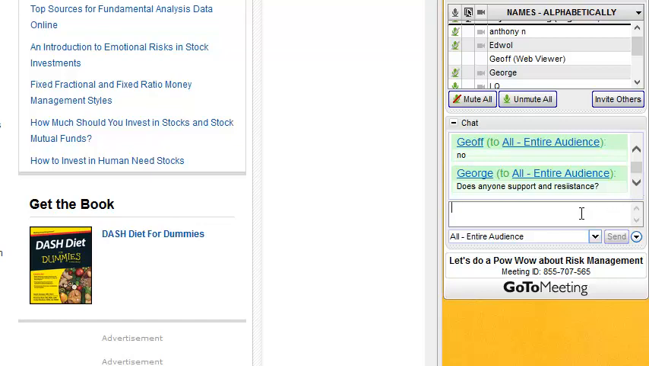Right. Okay, George asked, go, continue, Jeff, go ahead. Sorry, I don't mean to do that. I guess George asked, does anyone use support and resistance? Anybody would like to answer that in their systems? No, but I do know people out there who use support and resistance in trading.